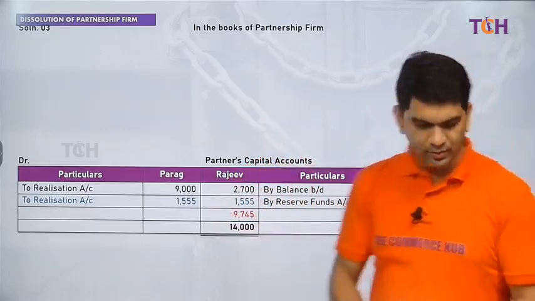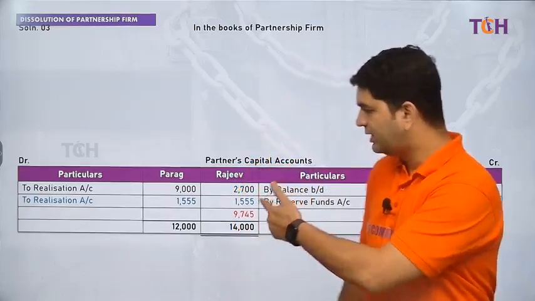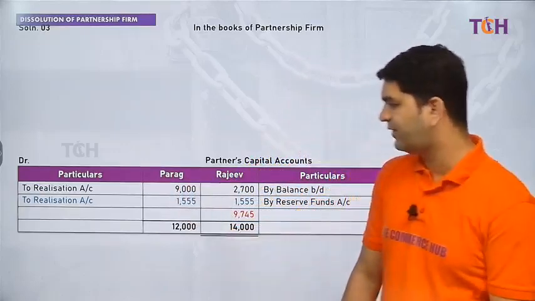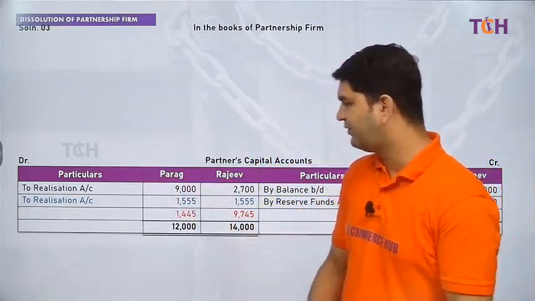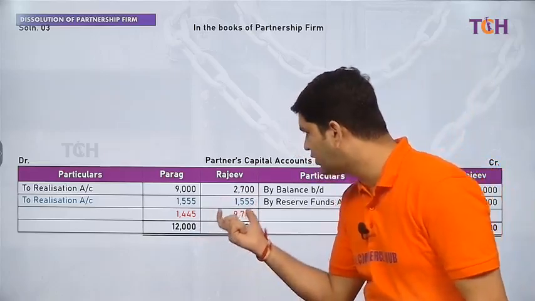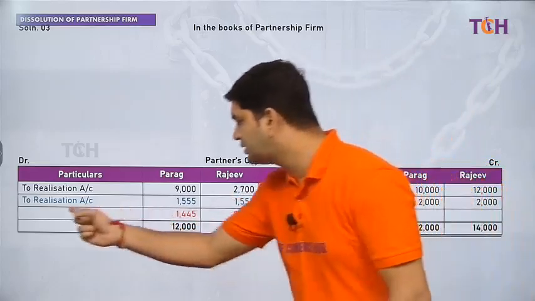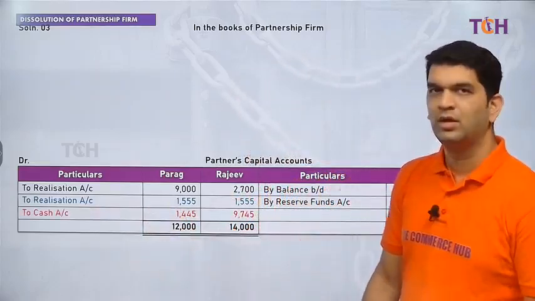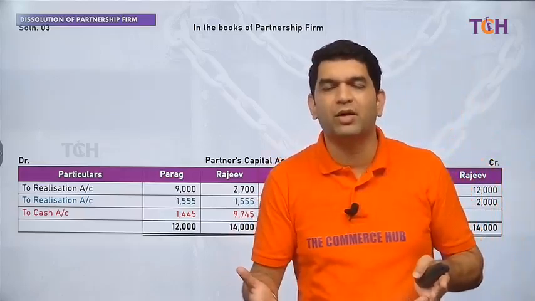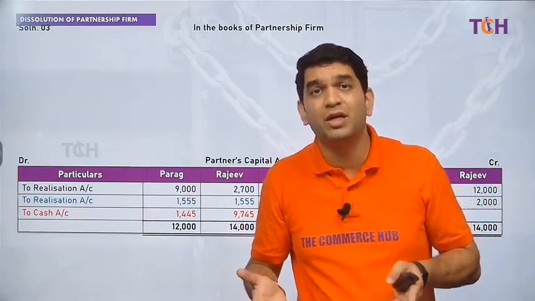For Parag, total on credit is 12,000. We'll write the same amount on debit side and we'll deduct this amount 10,555. So the balance left is 1,445. So these are the balancing amounts for our capital account after closure. So this will be recorded as cash. Now why won't it be closing balance for capital? Why we are not writing balance CD for it? Because the business is shut down.